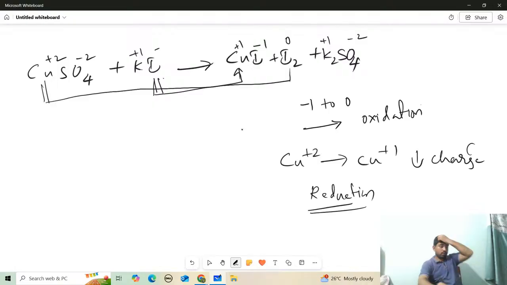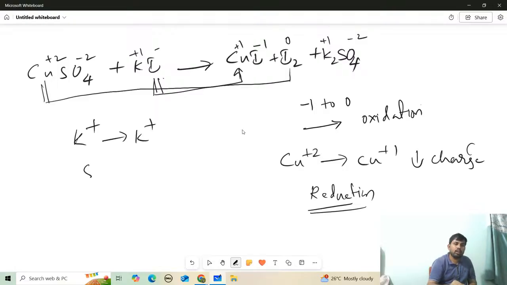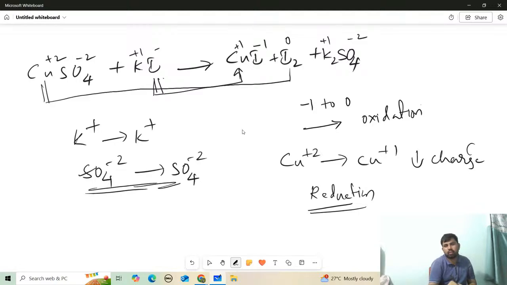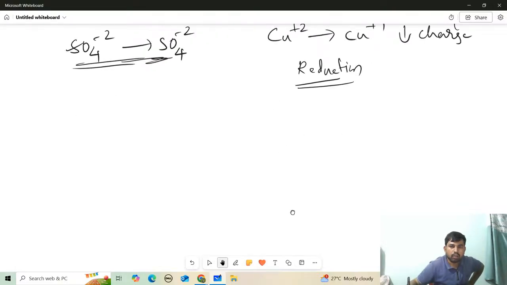So in this case, what about potassium? Potassium is plus 1 here, and here also it is plus 1. Similarly, SO4 is minus 2 here, and here also SO4 is minus 2. We can't say particularly for sulfur and oxygen, but both are in the same condition, so there is no change in their charges. That's why we can say they didn't undergo the oxidation reaction. One more example I will show you.